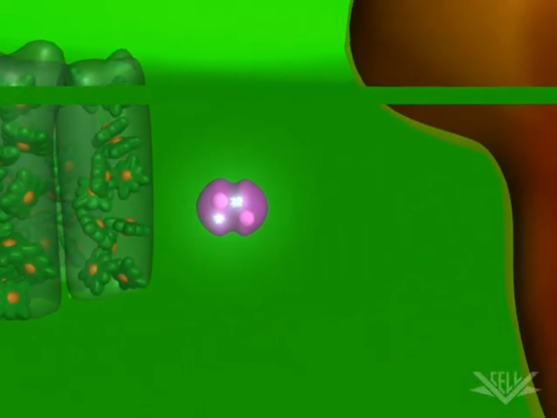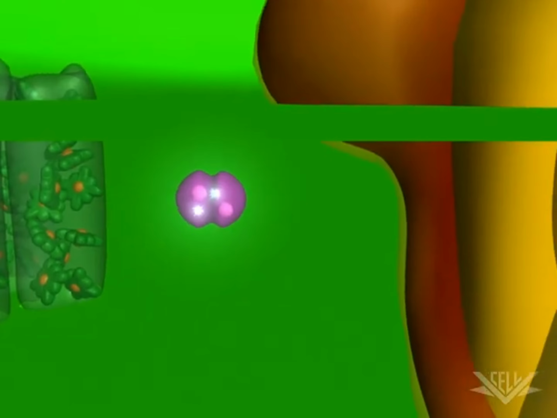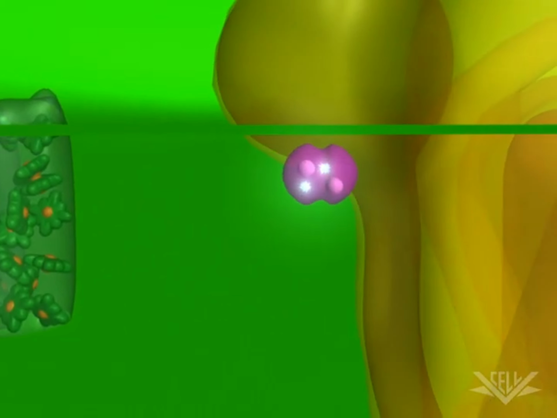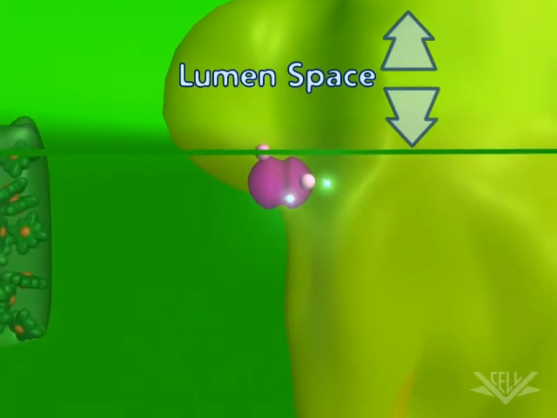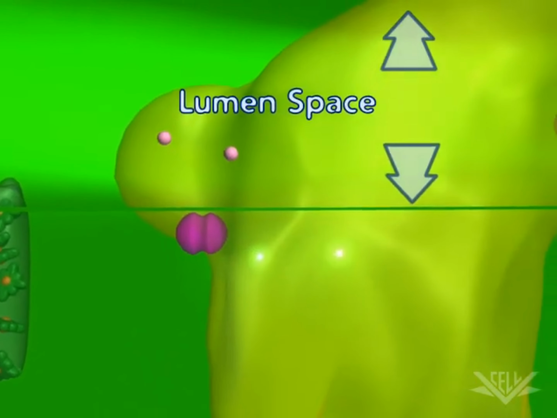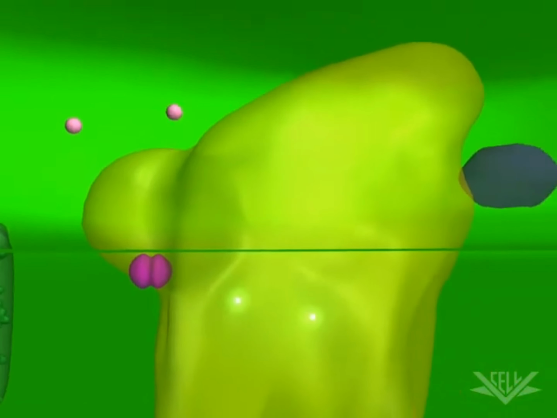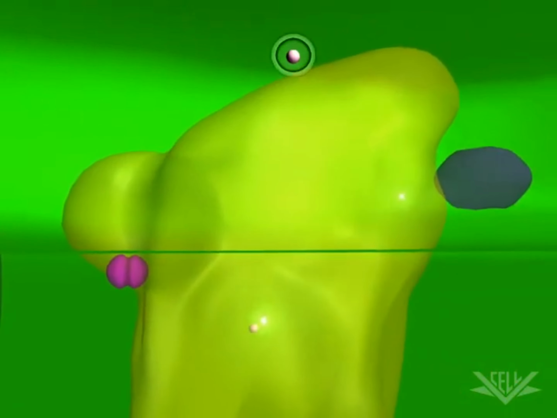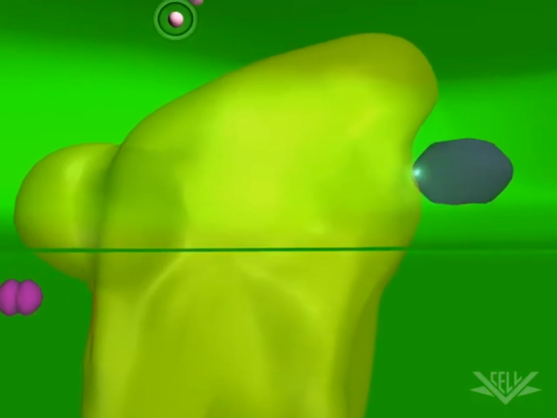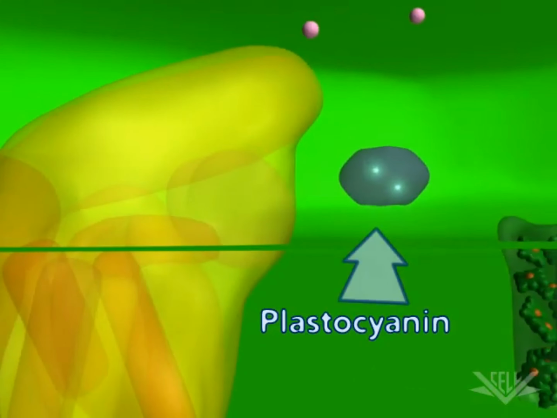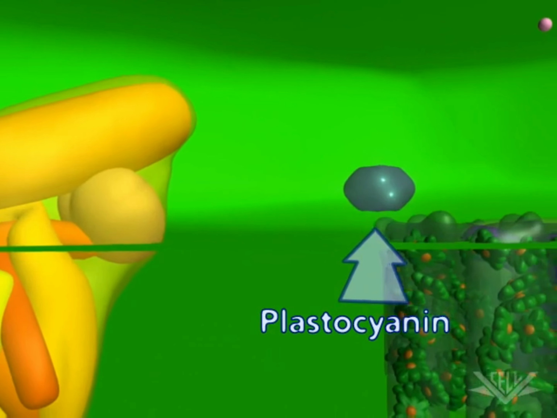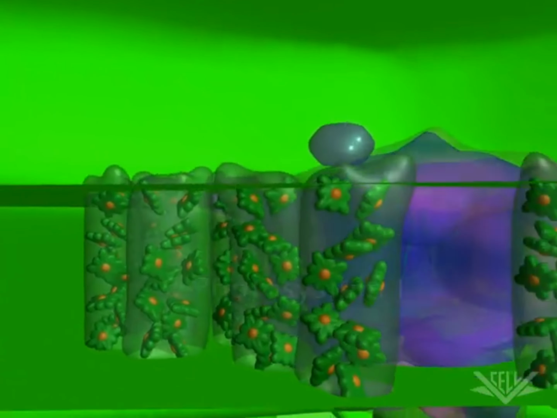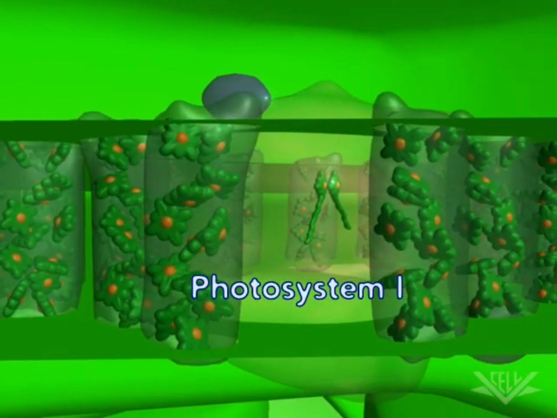Plastoquinone QB then transfers the 2 electrons to the cytochrome B6F complex. The 2 protons it picked up are released into the lumen. These transfers are coupled with the pumping of 2 more hydrogen ions into the lumen space by cytochrome B6F. The electrons are next transferred to plastocyanin, another mobile carrier. Next, the electrons are transferred from plastocyanin to the photosystem I complex.